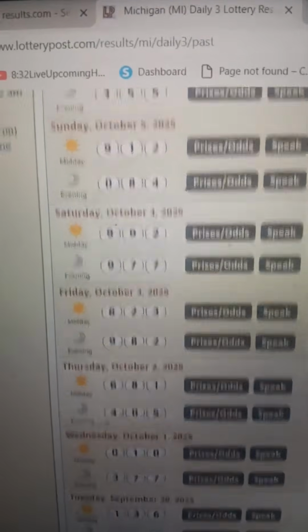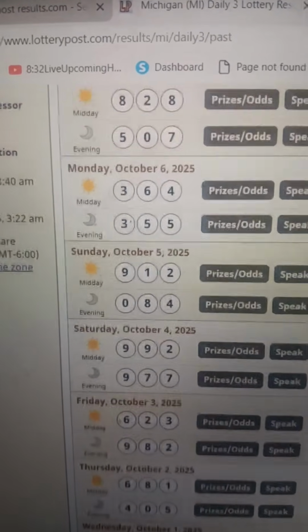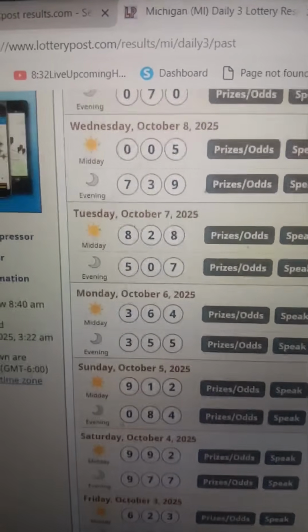Now let's go on to the next numbers. There are going to be some days of droughts here.